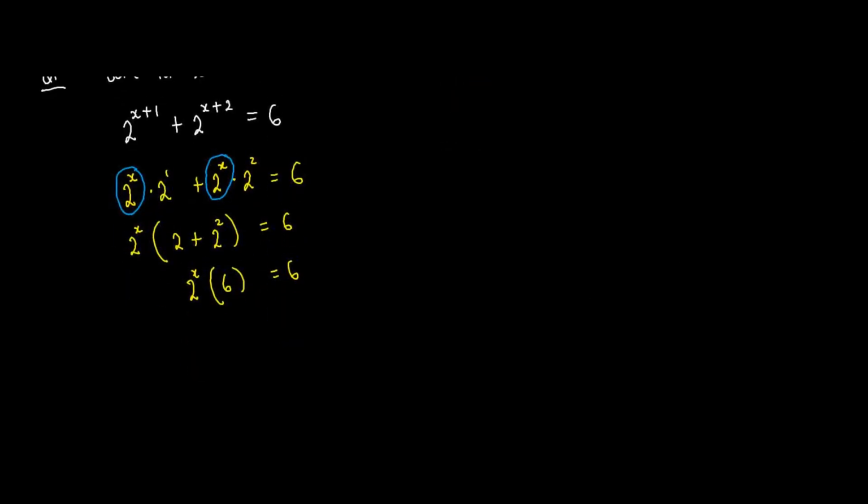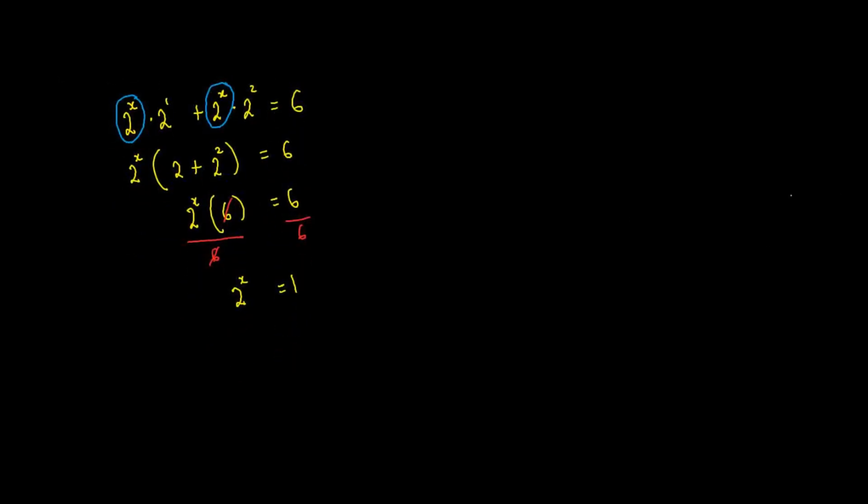right? And now how do I solve this equation? I divide both sides by 6. So 6 divided by 6 is 1, and 6 divided by 6 on the right hand side is also 1. So I'm left with 2 raised to the power of x is equal to 1. And this is a very common question that we see.